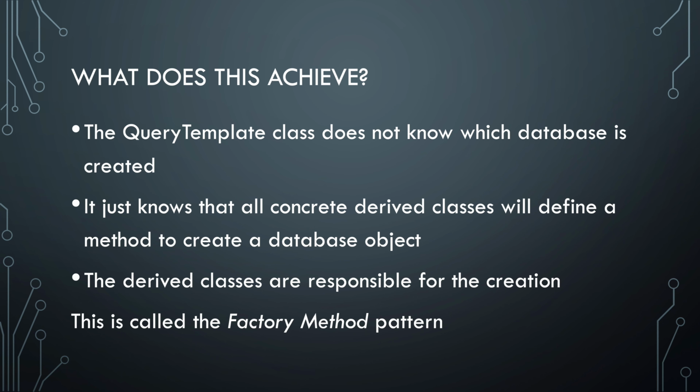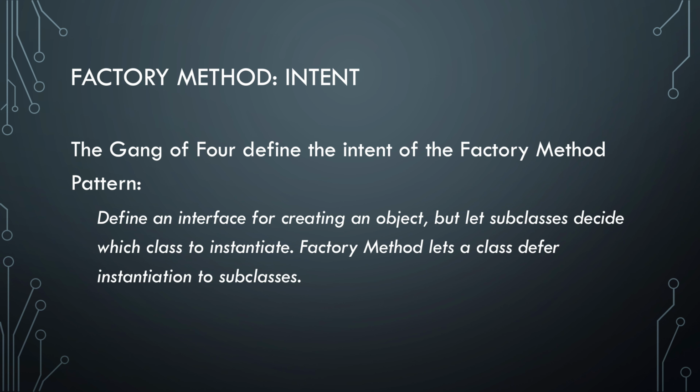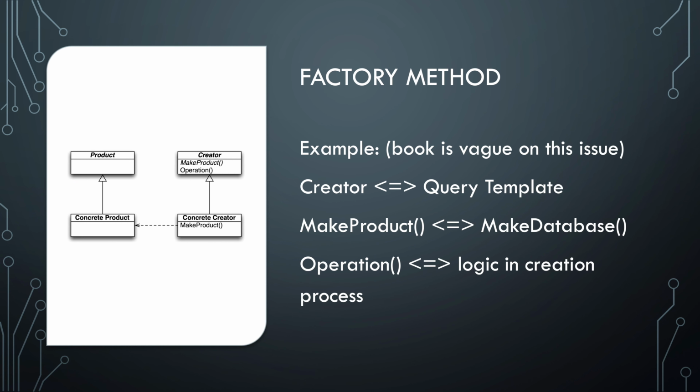This is called the factory method pattern. In the factory method pattern, you define an interface for creating an object, but you let your subclasses decide which class to instantiate. This is an example from the Design Patterns book. There is an abstract product class that has one or more concrete product subclasses. Also, there is an abstract creator class that has a makeProduct method. The concrete creator provides an implementation of this makeProduct method to create an instance of a concrete product.